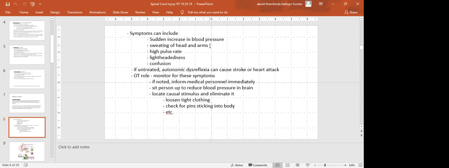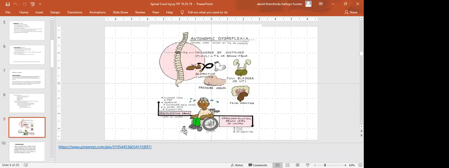We also sit the person up, because the problem is blood pressure has gone up, there's increased blood pressure within the brain. So if you have the person sit up, the heart has to work harder to pump blood up towards the brain, and that will reduce the blood pressure. So one thing we do if the person is lying down, we have them sit up, but we also try and figure out if there's a causal stimulus, if their clothing is tight, if they have pins sticking into their body, and try and reduce those causal stimuli.